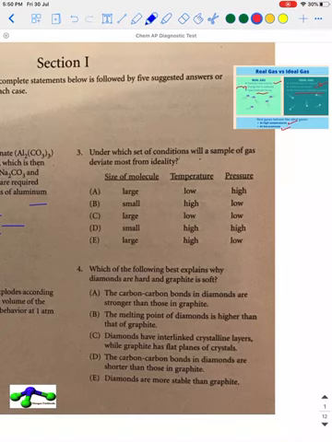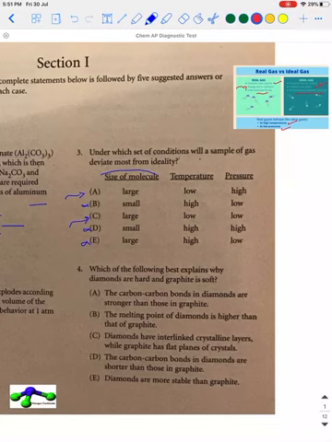Under which set of conditions will a sample of gas deviate most from ideality? We said that to behave like an ideal gas, it should be at high temperature and low pressure. So to deviate most, it means the opposite: low temperature and high pressure. So anything with high temperature, I will cross it from my mind. So I'm left with these two options.